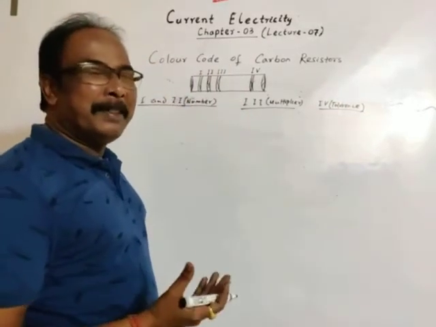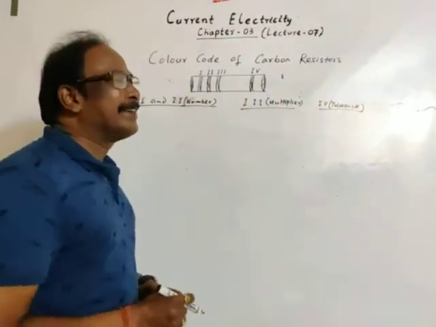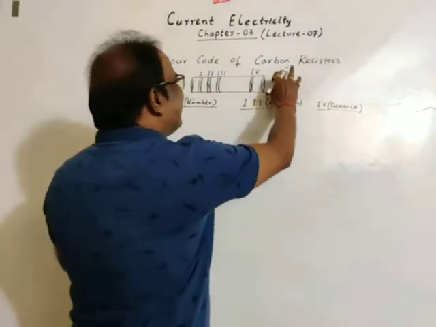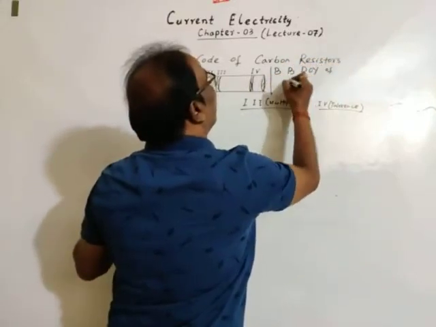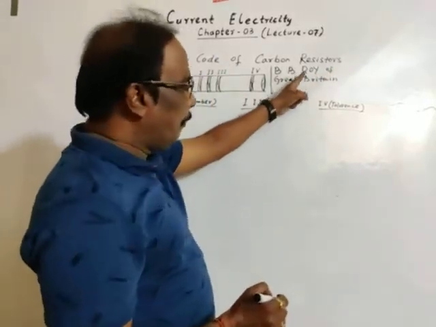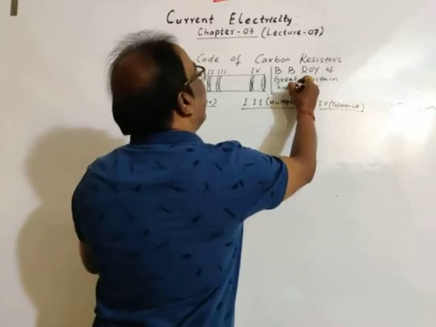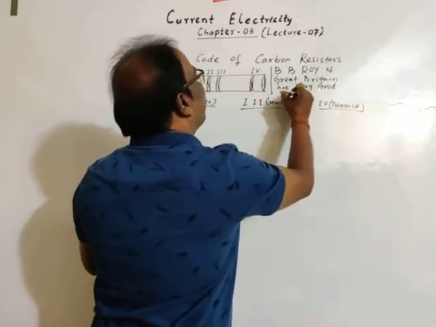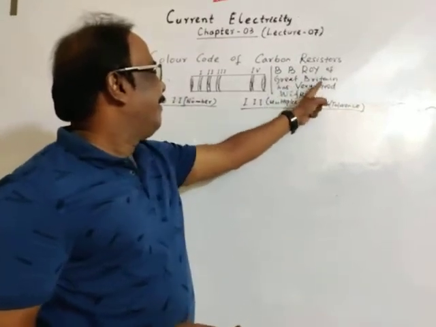Now we make the table, but before that, there is a simpler way to remember the color code. I am writing here: B.B. Roy of Great Britain has very good wife. B.B. Roy of Great Britain has very good wife.